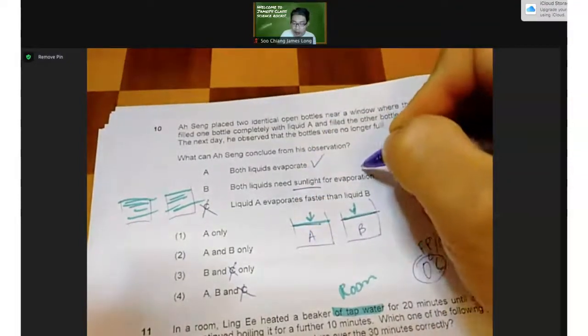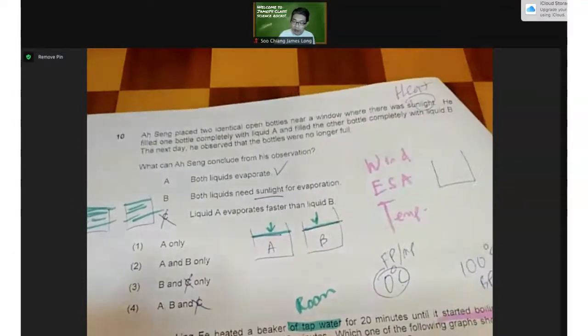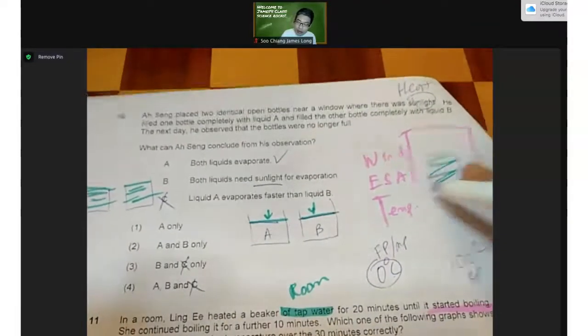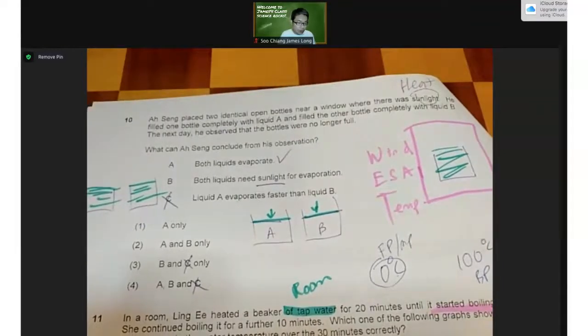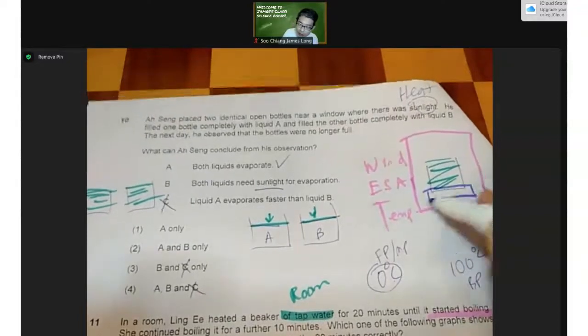Now, this is the tricky part. When we talk about sunlight, it's referring to light energy, not heat. So this is a wrong conclusion because I can evaporate water without light. For example, I can put the same container filled with the liquid inside a dark room. So there's no light at all. I place this container of water over a hot plate.